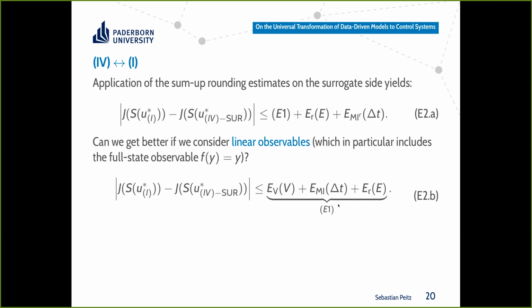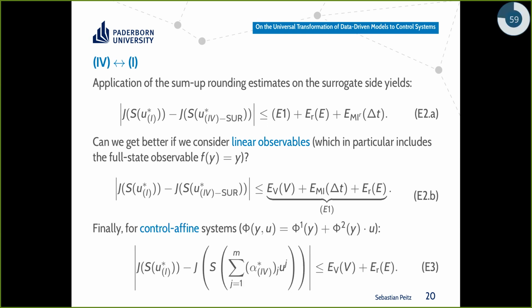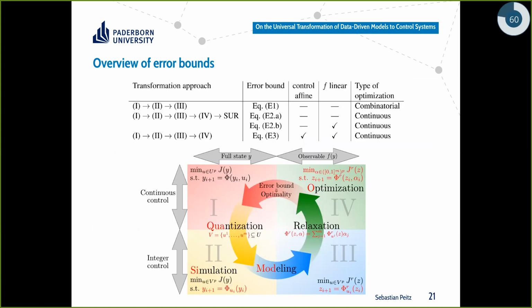And an even better part is when I have control affine systems, meaning that my phi is phi1 of y plus phi2 of y times u. Then I can have a very good bound for the difference between problem 1 and problem 4. So these are 2 continuous input optimization problems, and the bound is this EV, which I can get to be 0 if I choose V appropriately, so that all that remains is this model error ER that I had before.